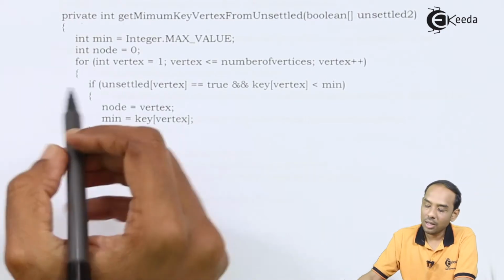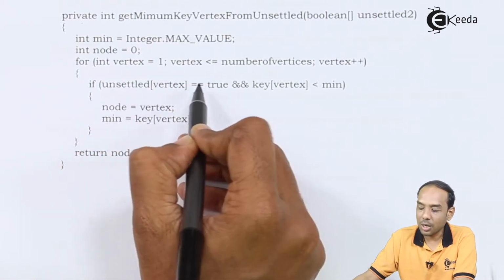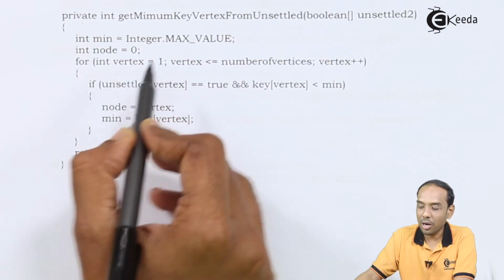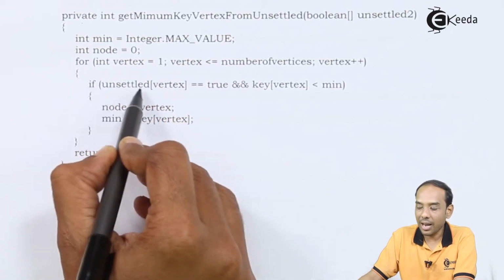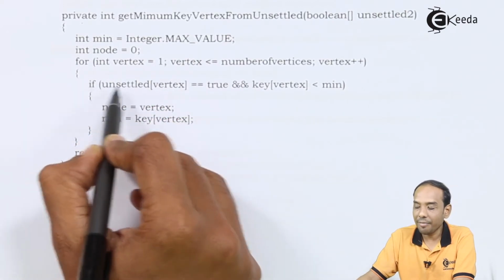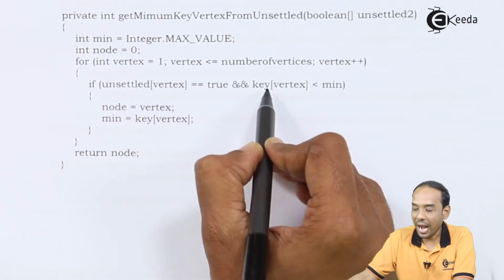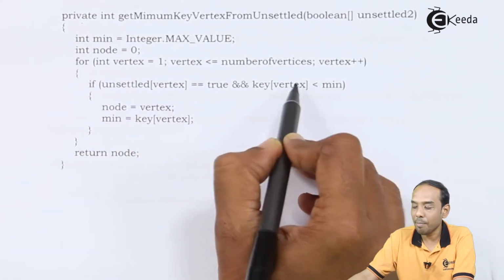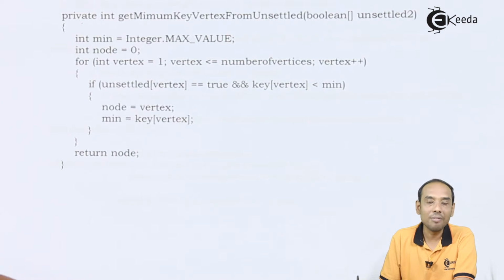We have if unsettled vertex is equal to true. So we have the vertex value as the index of the array unsettled. So we write down if unsettled[vertex] equal to true and key[vertex] is also less than min. So it means we need to have the minimum value. For this, first we need to transfer the value of vertex to the given node. The value of node we have defined as 0.